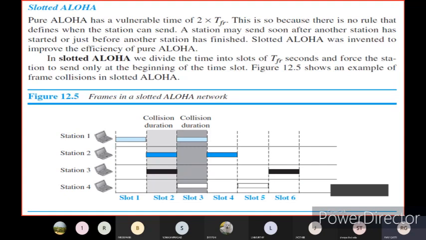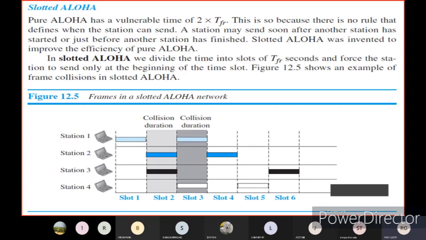In slot 4, slot 5 and slot 6, only one station transmits in each: in slot 4 only station 2 is transmitting, in slot 5 only station 4, and in slot 6 only station 3. So by dividing the given time into slots, it is possible for us to avoid collisions. Now you can see the duration of collision has been reduced compared to pure Aloha. The vulnerable time in pure Aloha was 2 into TFR, whereas in slotted Aloha it is TFR only.